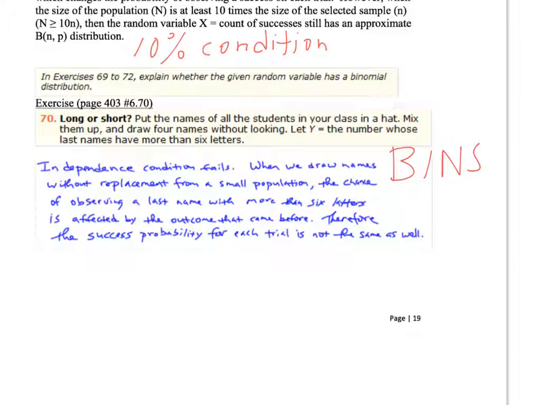Do we have two outcomes? Yes, the name either has more than 6 letters or it doesn't. I, independent. Unfortunately, that one's going to fail because we're sampling without replacement, pulling names out of a hat. N, fixed number of trials. Well, yes, we're going to draw 4 names. And then S for same probability of success? Nope, that one fails too. So the random variable Y here is not considered binomial.